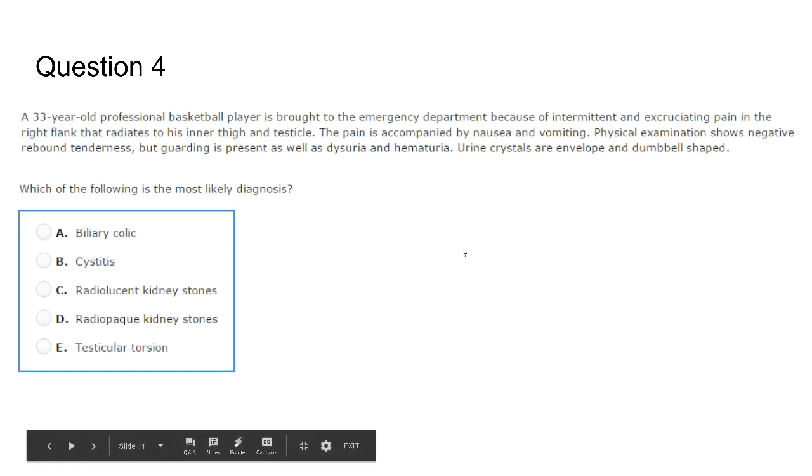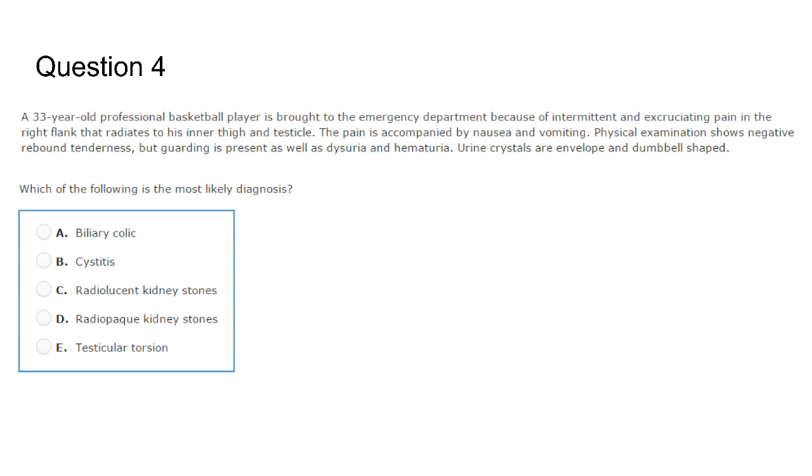a 33-year-old professional basketball player is brought to the emergency department because of intermittent excruciating pain in the right flank. The pain radiates to the inner thigh and testicle. The pain is accompanied by nausea and vomiting. Physical examination shows negative rebound tenderness, but guarding is present, as well as dysuria and hematuria. Urine shows crystals, envelope and dumbbell shape. Which one is the most likely diagnosis?